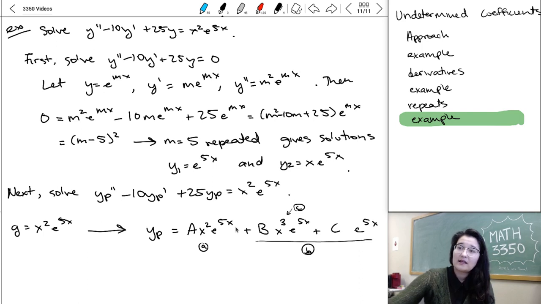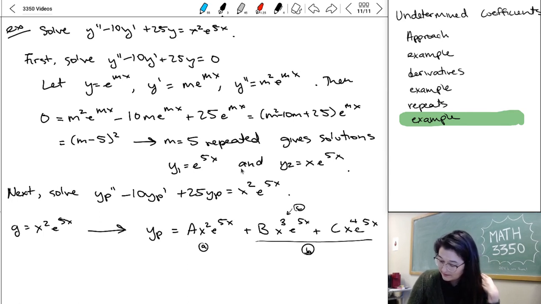And then c e to 5x is a copy of y1, so I have to do the same thing. cx e to 5x is a copy of y2. That's no good. X squared and x cubed I already have, so this one's going to go up to power 4. Cx to power 4 e to 5x. Again, dealing with that copied function rule. But then at this point, I have the y sub p that I would proceed through the rest of the problem with.